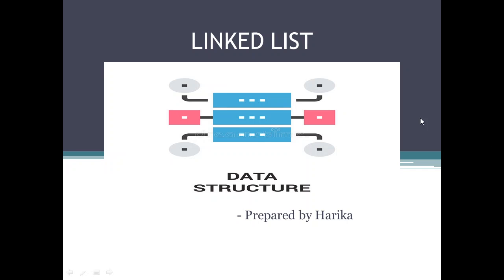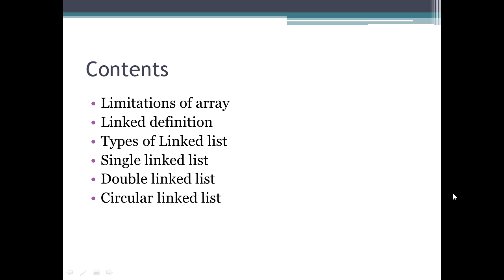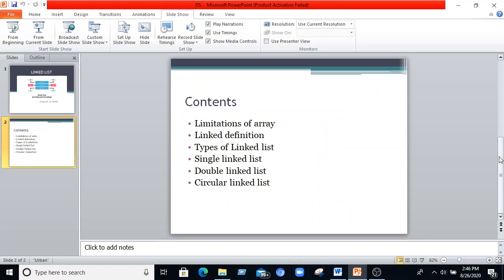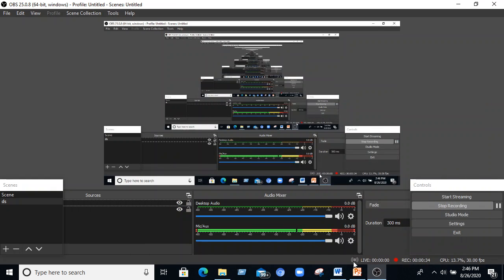We will discuss the limitations of an array, linked list definition, types of linked list, single linked list, double linked list, and circular linked list, with their examples and the performance analysis also. Now we are moving to the actual topic. Let's get started with our video.